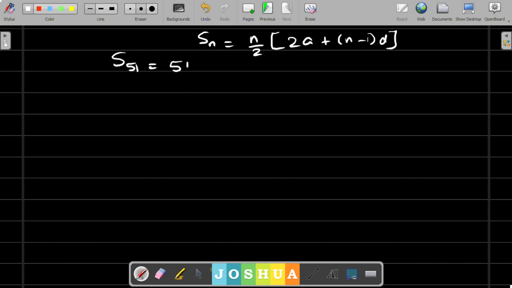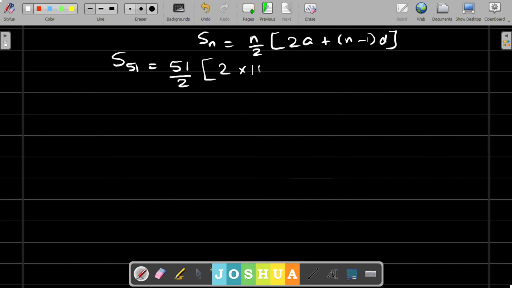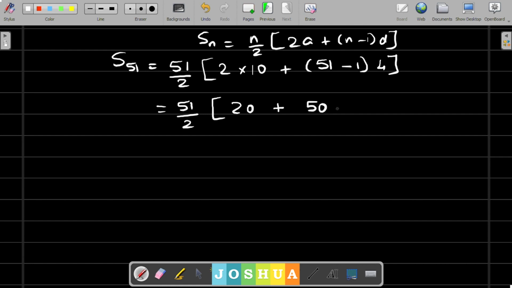So in this case S51 equals 51 upon 2 times 2 into A. Just now we found that the value of A is 10. 2 times 10 plus n minus 1, that is 51 minus 1, and the D value 4. We already found D equal to 4, so we substitute D equal to 4. Now 51 upon 2, 2 tens are 20, plus 51 minus 1 is 50 into 4. That is 51 upon 2 times 20 plus 50 into 4 is 200.